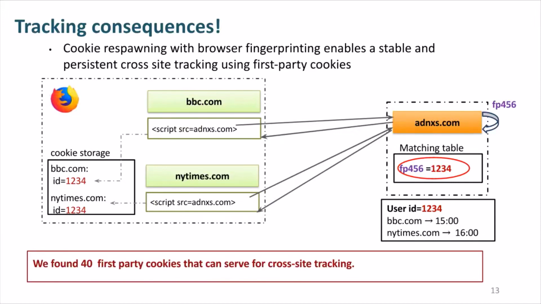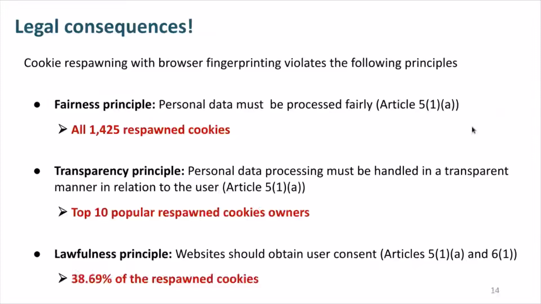We detected 40 respawned first-party cookie instances that are set by the same domain on different websites and share the same value. These cookies can serve for cross-site tracking. With the help of a legal scholar, we evaluated the legal consequences of cookie respawning with browser fingerprinting. We found that cookie respawning violates a number of principles.